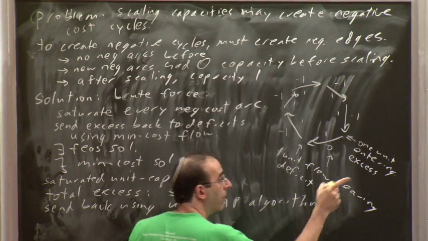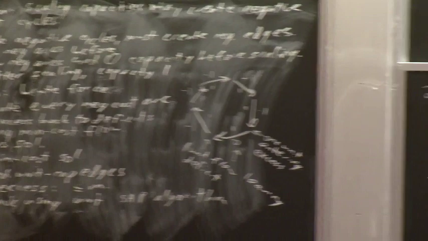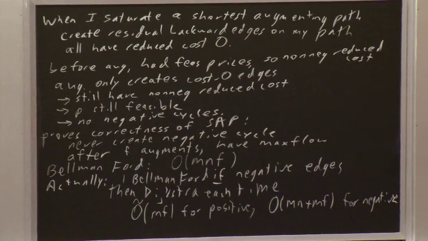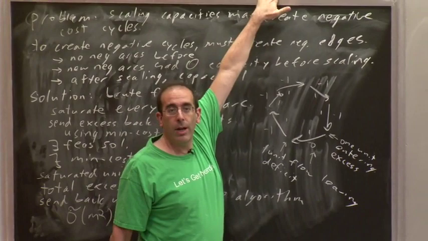Okay? And since we're sending M units of capacity back, and each unit requires m time to be sent back, it takes a total of O tilde of m squared time to send back, just as I claimed before. And therefore, we indeed get an overall running time of m squared log u.